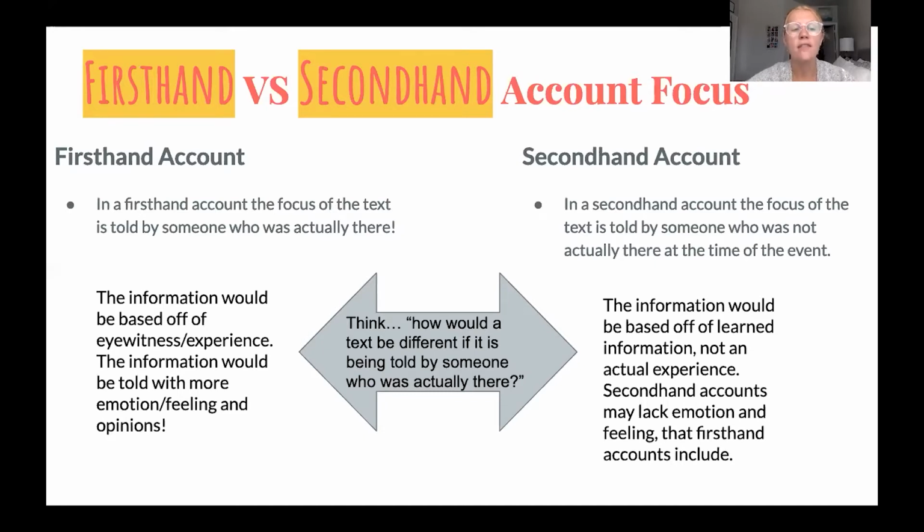And for a firsthand account, the information would be based off of eyewitness experience. The information would be told with more emotion and feelings as well as opinions. In a secondhand account, the information would be based off of learned information, not an actual experience. Secondhand accounts may lack emotion and feeling that firsthand accounts include. And think to yourself, how would a text be different if it was being told by someone who was actually there? Would there be more feelings? Would there be more emotion?